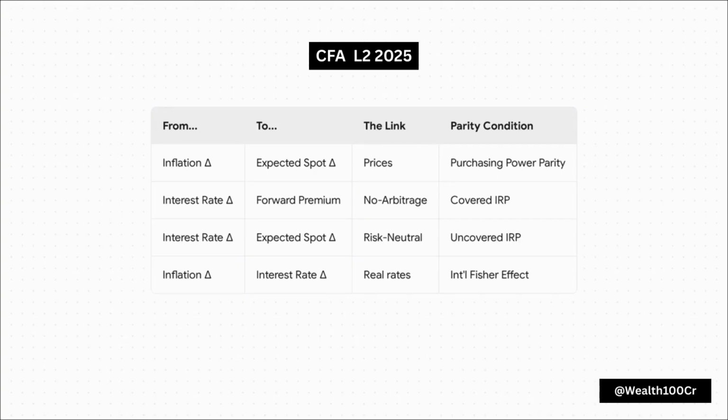Let's just trace the connections, right? You see the inflation difference at the top? That connects to the expected change in the spot rate through our old friend PPP. Now look at the interest rate difference. It has two paths. It links to the forward rate through the no arbitrage logic of covered IRP, but it also links to the expected spot rate through the risk-neutral world of uncovered IRP. And to tie it all up, the International Fisher effect connects inflation and interest rates directly. See? It's a totally interlocking system. Every piece affects every other piece.